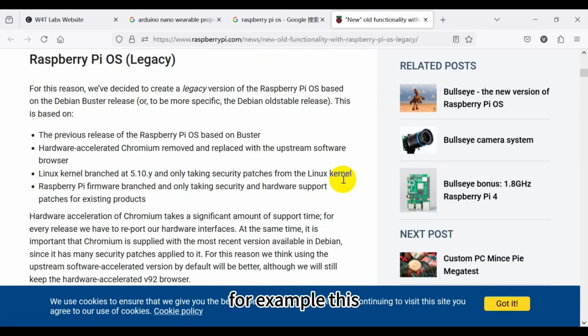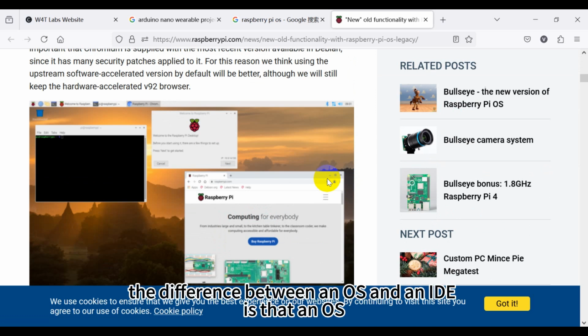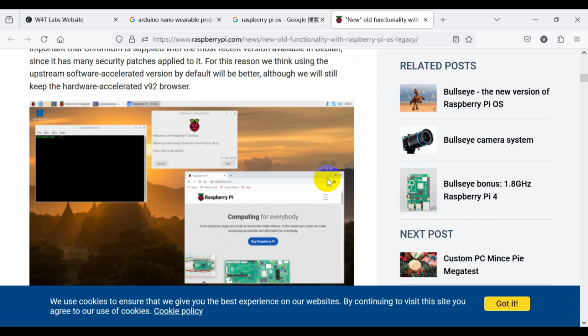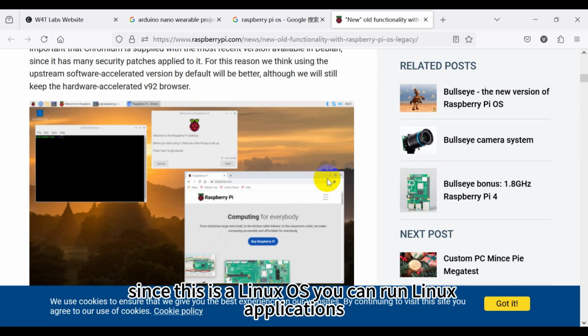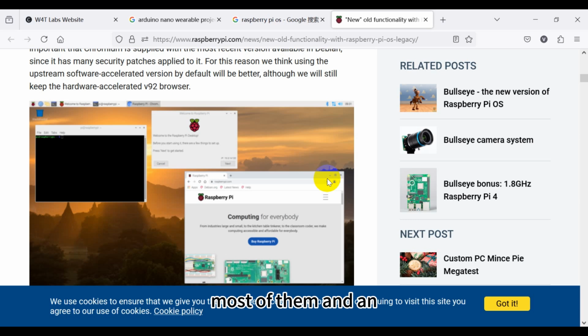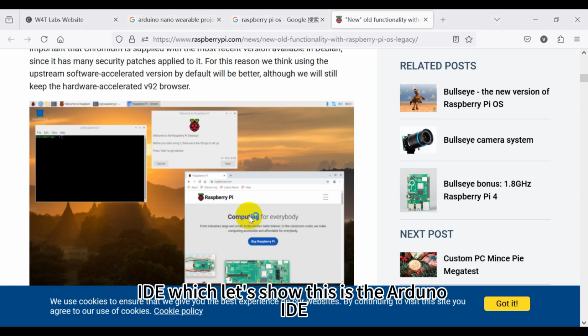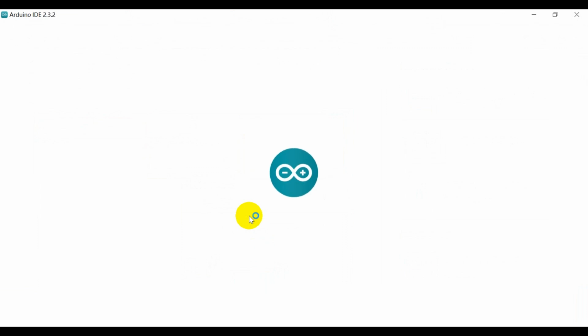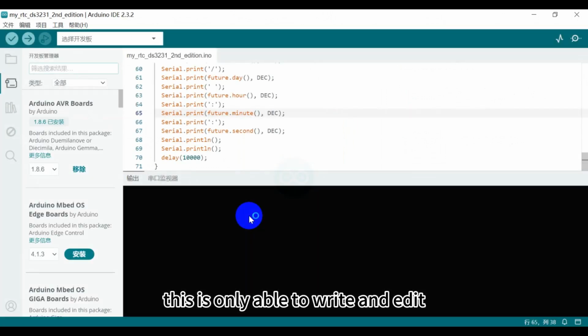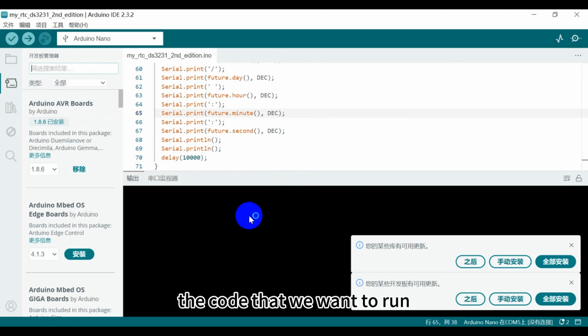For example, this, where the difference between an OS and an IDE is that an OS is able to view the internet and run applications, such as, since this is a Linux OS, it can run most Linux applications. And an IDE, which, let's show, this is the Arduino IDE, is only able to write and edit the code that we want to run on our Arduino Uno or Nano boards.